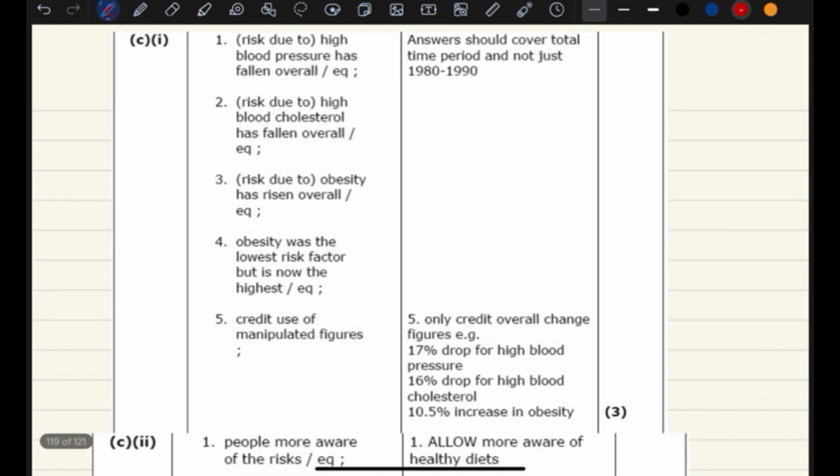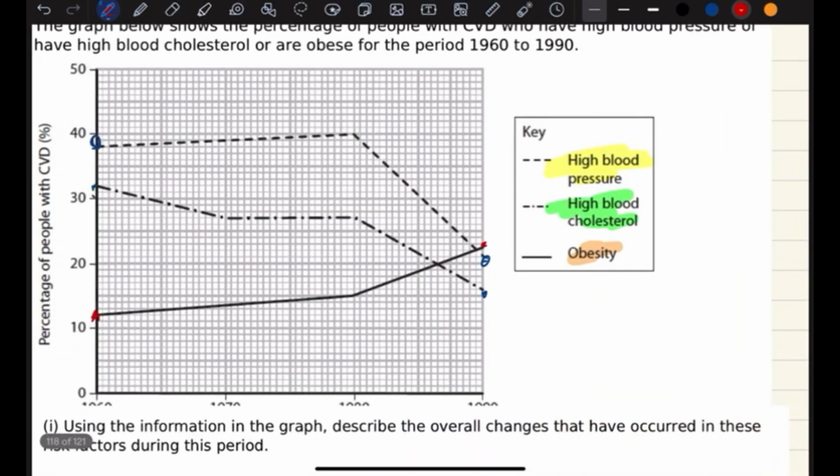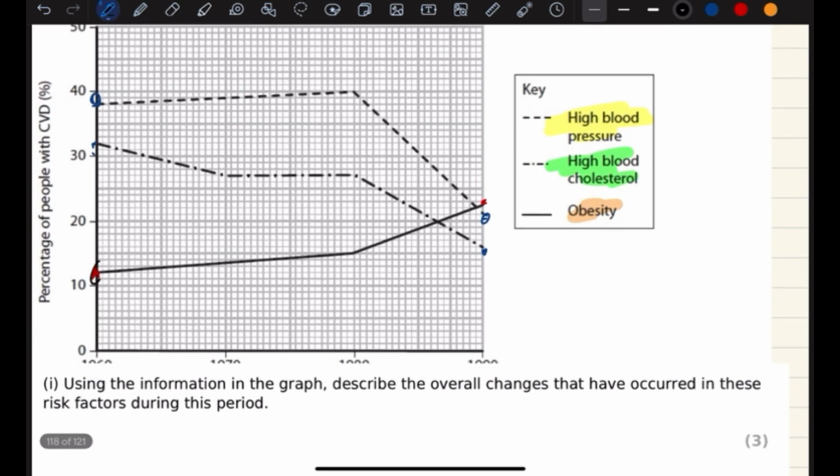Yeah? High blood pressure, or the risk due to high blood pressure has fallen. Risk due to high cholesterol has fallen. Risk due to obesity has risen. Another thing that you can say, this is a really good one to say, lowest to highest. You can see here, initially at the start, obesity is the lowest risk factor. At the end, it's the highest.